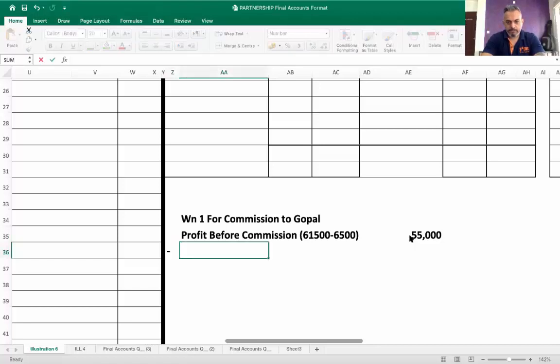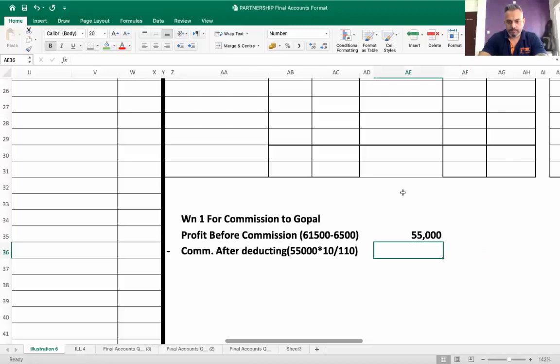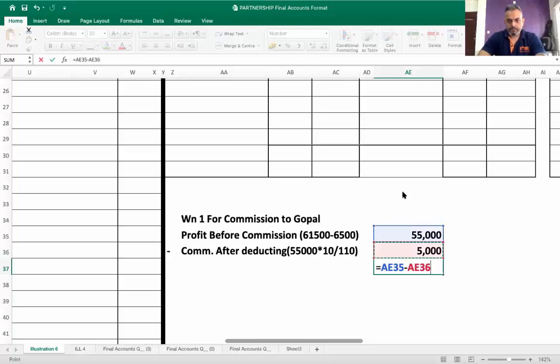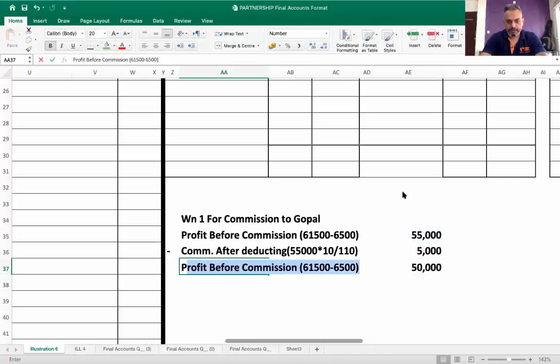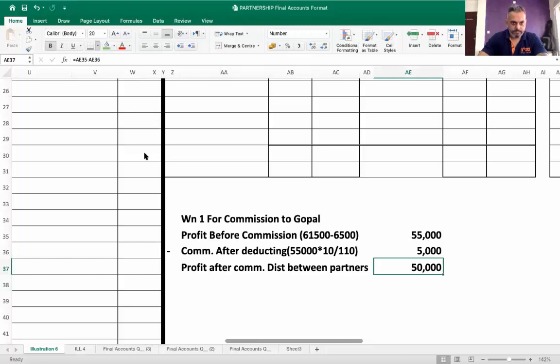Minus commission after deducting. So what we do is 55,000 into 10 divided by 110, which comes to 5,000. So what we are left with is profit after commission, distributed between partners. Please do this working.